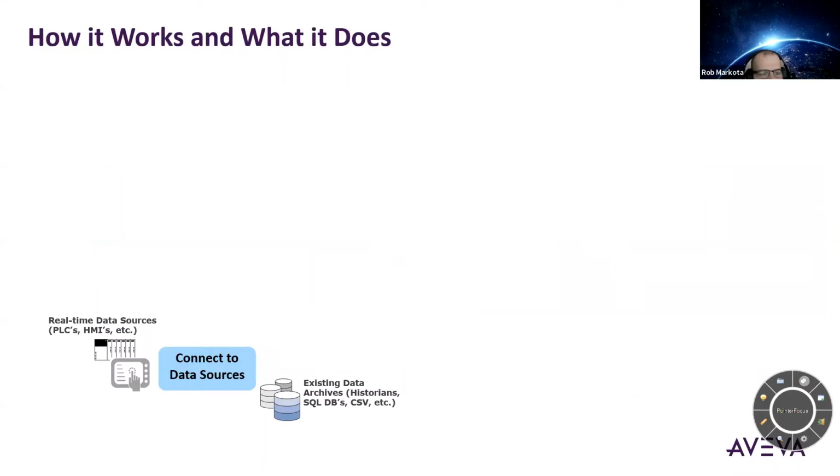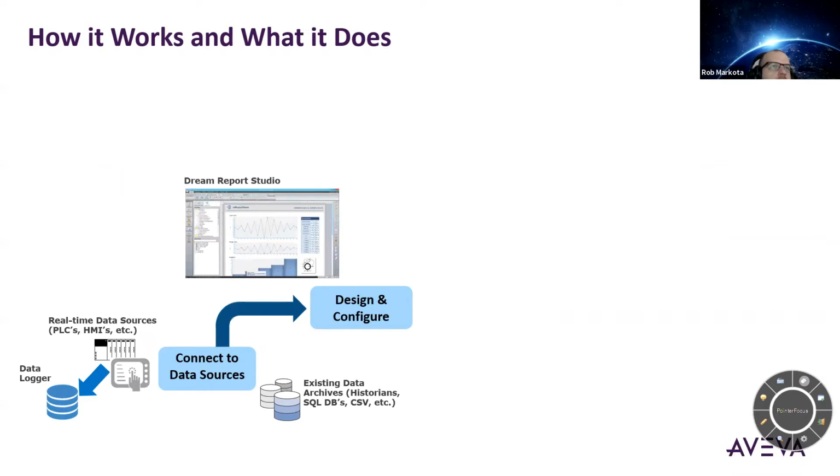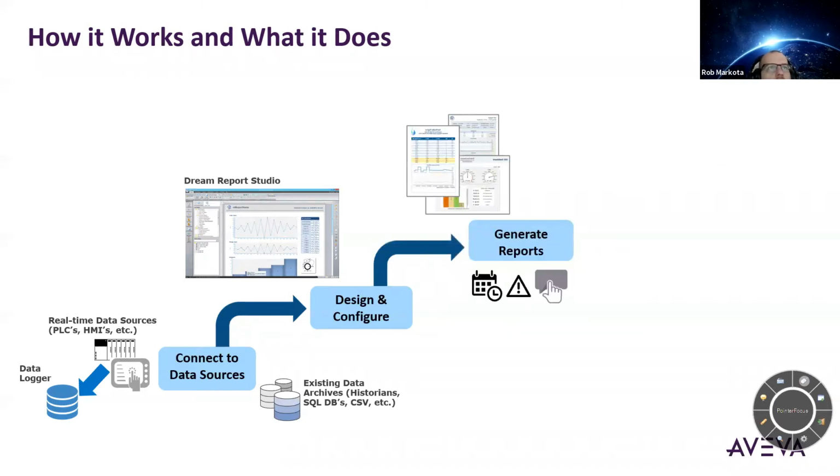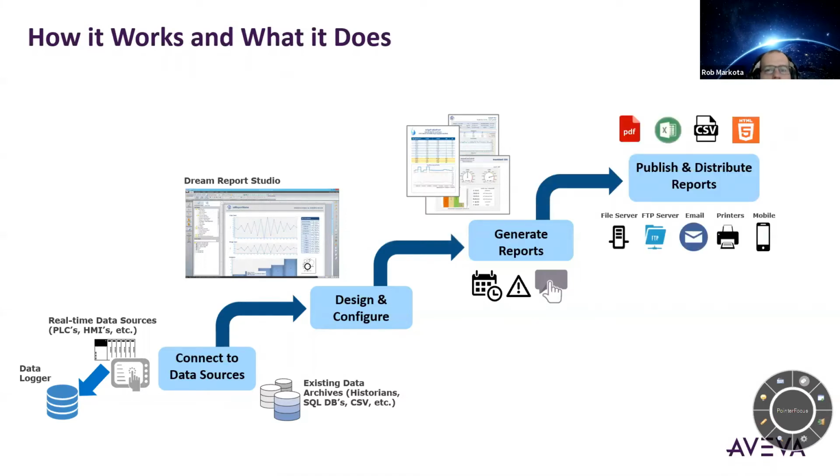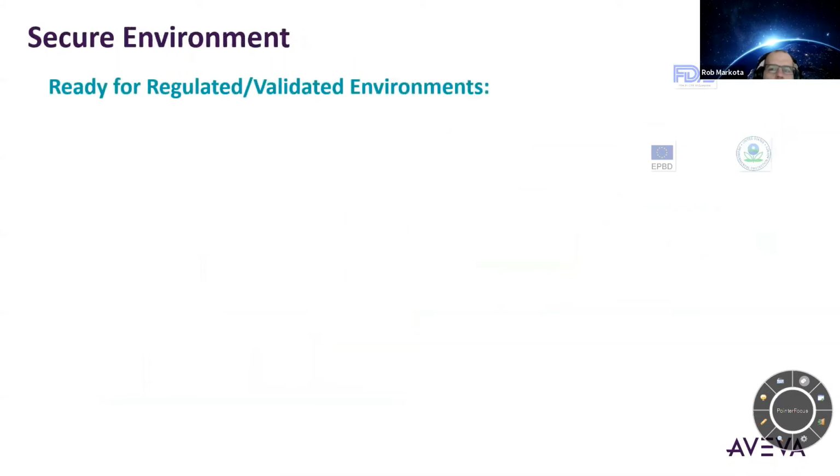So how it works is you connect to a specific data source, anything from PLCs, HMIs, SQL databases, CSV files. And then you design and configure that report based on your specific specifications, templates, pictures, whatever specific layout you want to look at. And then you can generate those reports through PDF or a web portal. And then you can distribute those reports, you can print them out or share them on mobile.